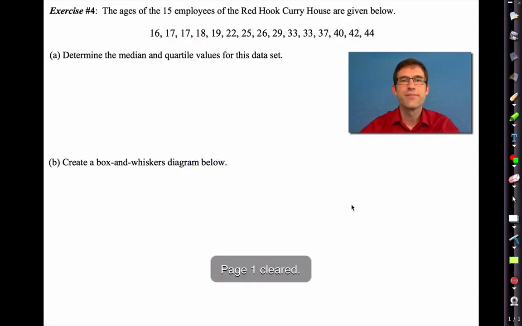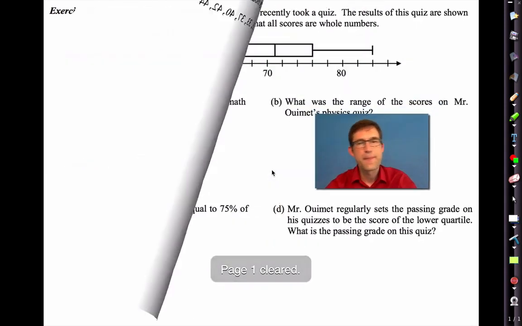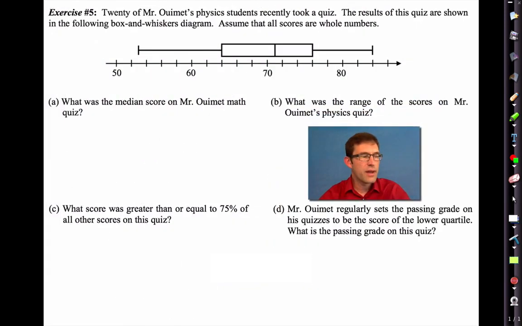Okay, here it goes. Let's keep going. Now, in exercise 5, they've created my box and whiskers diagram for me, my box plot for me. So 20 of Mr. Ouimet's physics students recently took a quiz. The results of this quiz are shown in the following box and whiskers diagram.